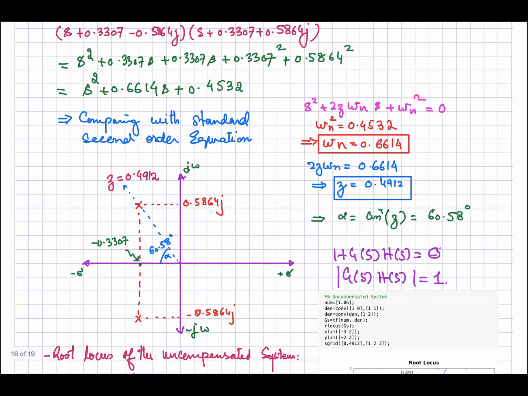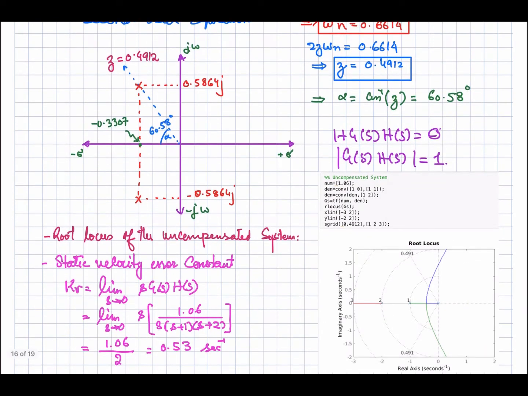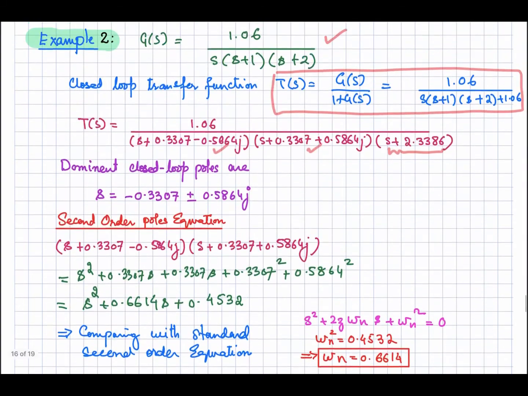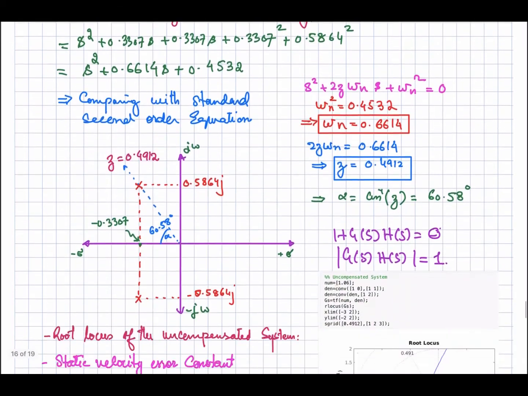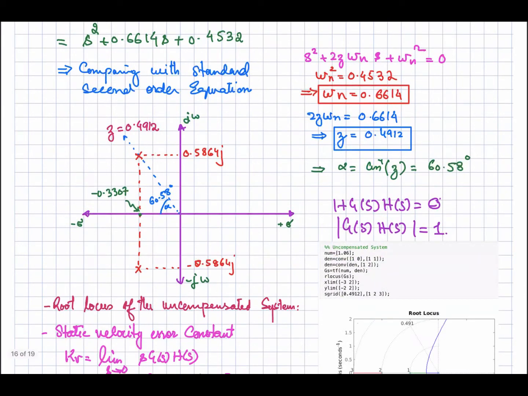So from here zeta will be equal to 0.4912, right? And the angle is equal to cos inverse of zeta, which is 60.58. So here you can see the position of the closed loop poles for this particular uncompensated system. We have not compensated it yet. We have just looked at the position of the dominant closed loop poles in the s plane, for zeta equal to 0.492, and the angle will be 60.58. So this is the position of the closed loop poles.